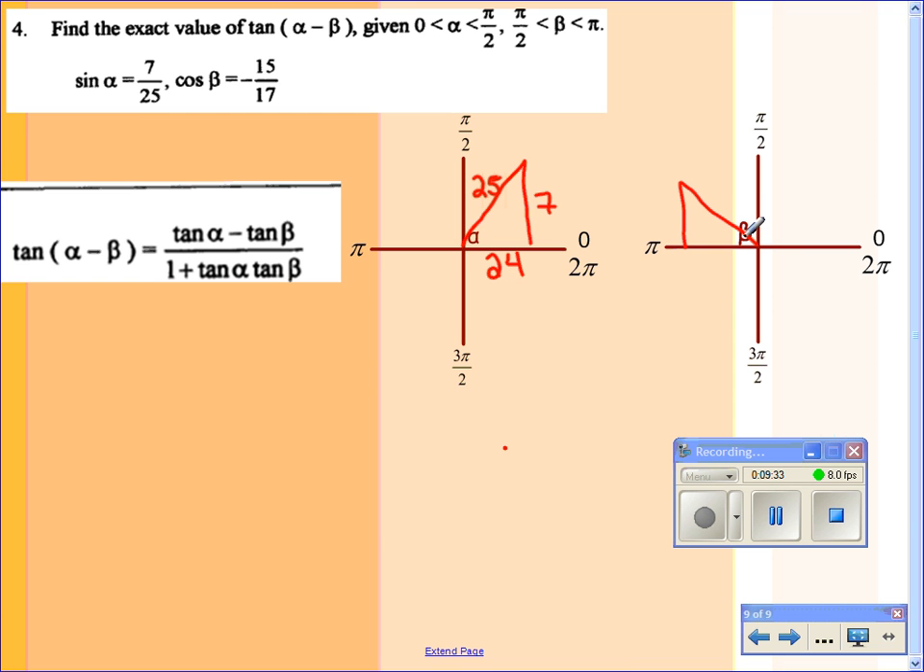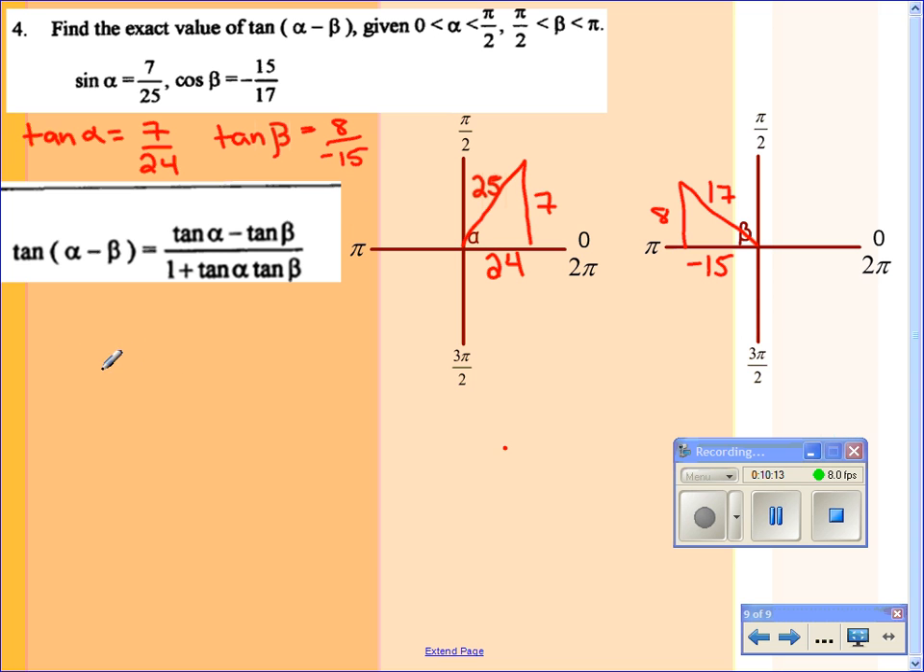If we set up cosine of beta, the adjacent side is going to be -15, and the hypotenuse is going to be 17. We know that 15 is negative because the hypotenuse is always positive, and the missing side is 8, and that's going to be positive. Now, we can find tangent of alpha. Tangent is opposite over adjacent, TOA, so 7 over 24, and tangent of beta is opposite over adjacent, so 8 over negative 15.